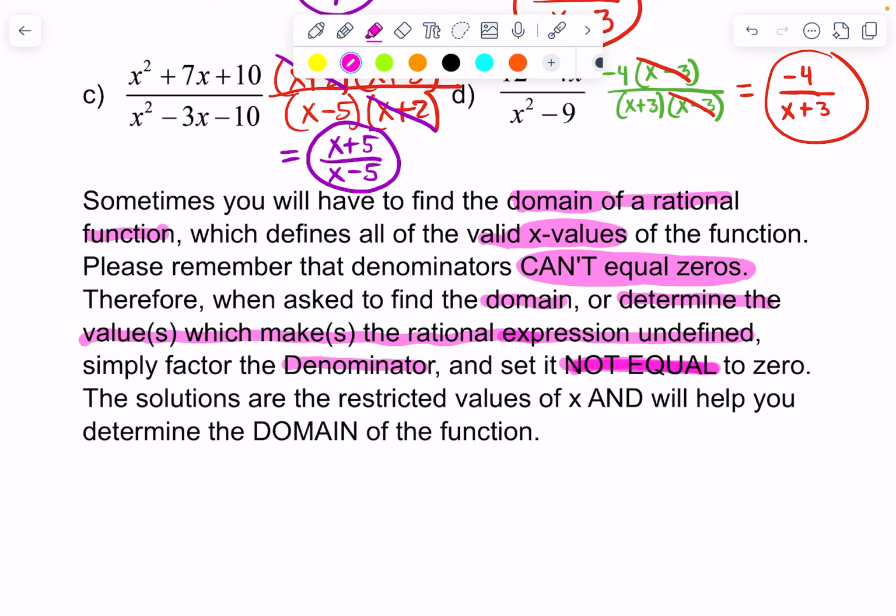Why are we setting it not equal to 0? Because the denominator cannot equal 0. The solutions that you find are what's called the restricted values of x and will help you determine the domain of the function. So let's get right to it.